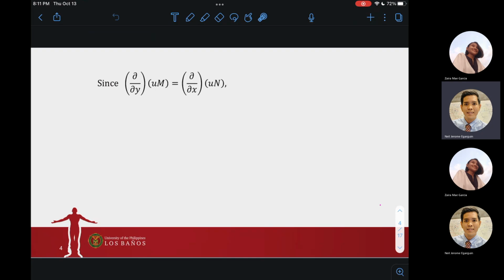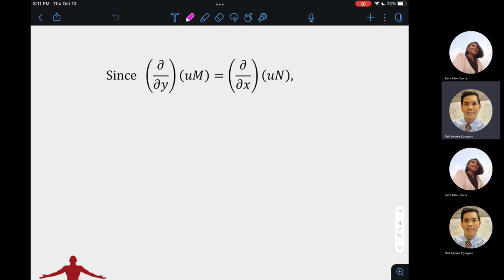So now I'll calculate yung partial derivatives. So umpisahan ko dito sa kaliwa, partial ni UM with respect to Y, but bear in mind that U and M are possibly functions of both X and Y, right? So kukunin ko yung partial, kailangan ko mag-product rule. So I'll have U times the partial of M with respect to Y plus M partial ni U with respect to Y. So ginamitan ko lang siya ng product rule.